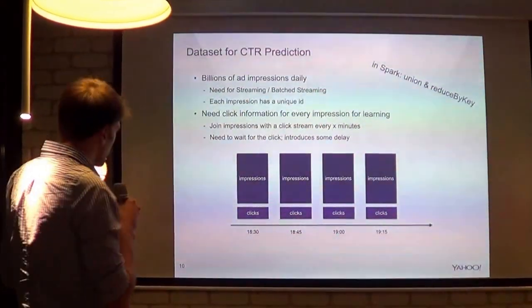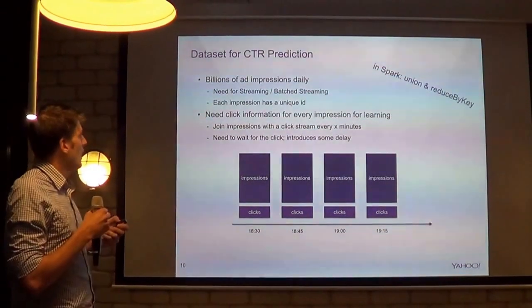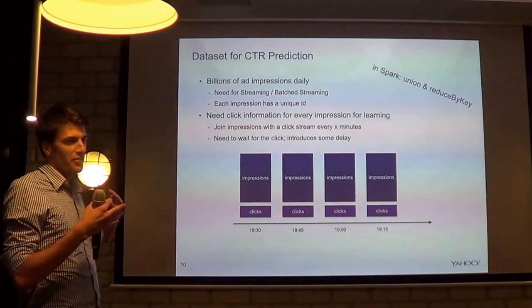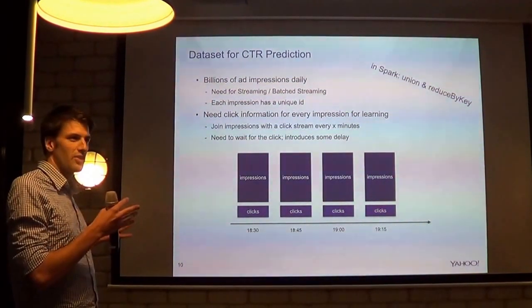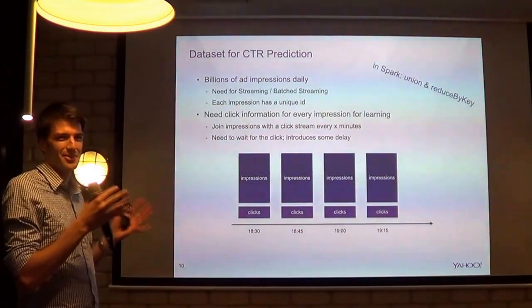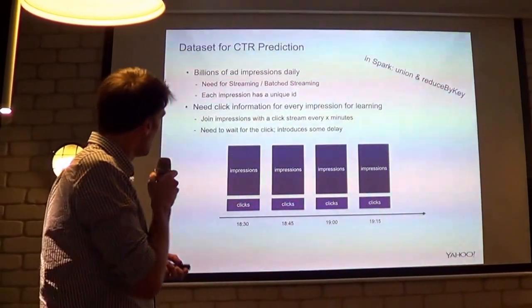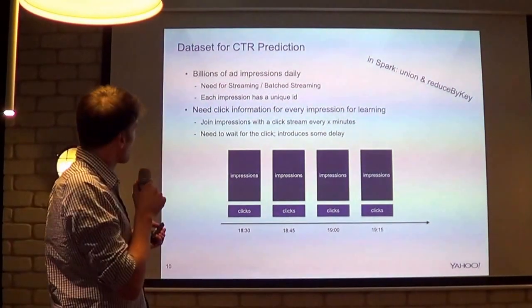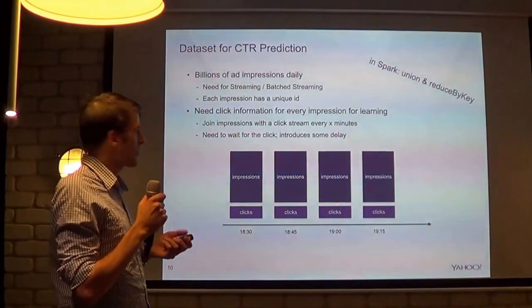So let's say we have billions of ad impressions daily. If you want to do some learning, you don't have this classic machine learning setting where you have a training data set and a test data set, where you train on the training data set and just predict on the test data set. This doesn't work. So what people often do is a sort of batch streaming.